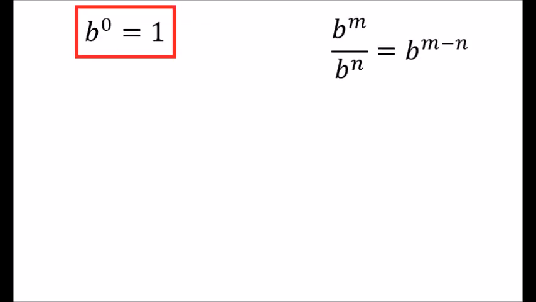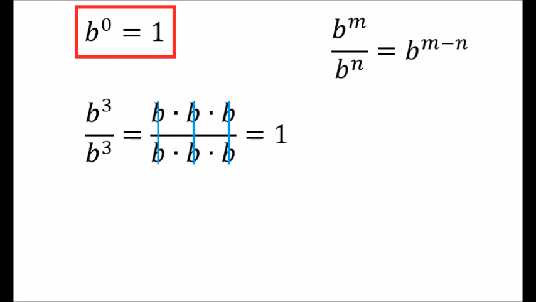Now let's show why any number raised to the 0th power is equal to 1. This isn't immediately obvious. To demonstrate why it is true, we will employ the last rule we looked at, as shown on the right. I have arbitrarily chosen an exponent of 3. Any number b raised to the 3rd power involves 3 b's multiplied together.